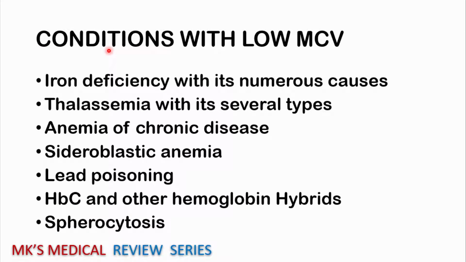So you may have some conditions that may present to you with a low MCV. These are conditions such as iron deficiency, which has many causes. Conditions such as thalassemias, which also has many subtypes. You have anemia of chronic disease, sideroblastic anemia, lead poisoning, HbC, and other hemoglobin hybrids. You may also have spherocytosis, where the red blood cells are spherical in shape. Now, the key thing to remember here is for microcytosis to happen, you think that there is a problem that is affecting hemoglobin.